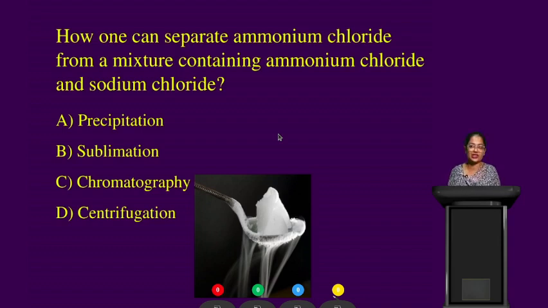Yes, you guessed it right. It is sublimation. One can separate ammonium chloride from a mixture containing ammonium chloride and sodium chloride through the sublimation process. Why? Sodium chloride does not undergo sublimation, but ammonium chloride does undergo sublimation, and that is how you can separate this mixture.